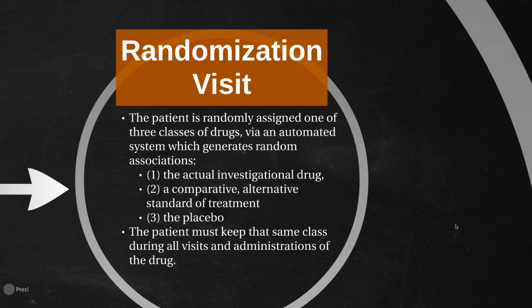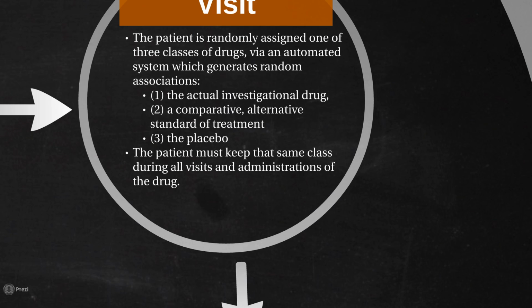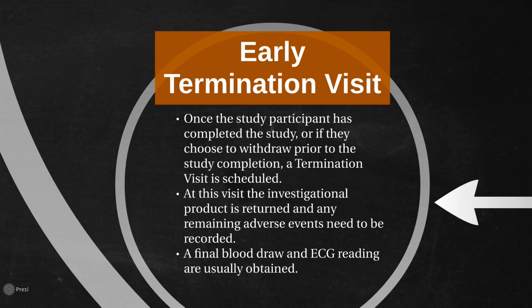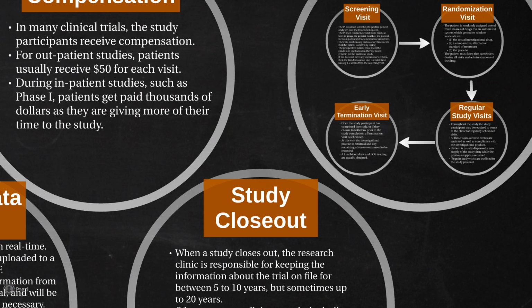So they can get the study drug, they can get a comparative standard of treatment, or the placebo, and the patient will be kept on that same automated choice each time. So if someone's getting placebo at the randomization visit, they'll get placebo at all their other visits. Throughout the study, they'll be required to come back for regularly scheduled visits and follow the protocol. Of course, they can withdraw at any time. These will be done at early termination visits, and they basically just do safety assessments there.